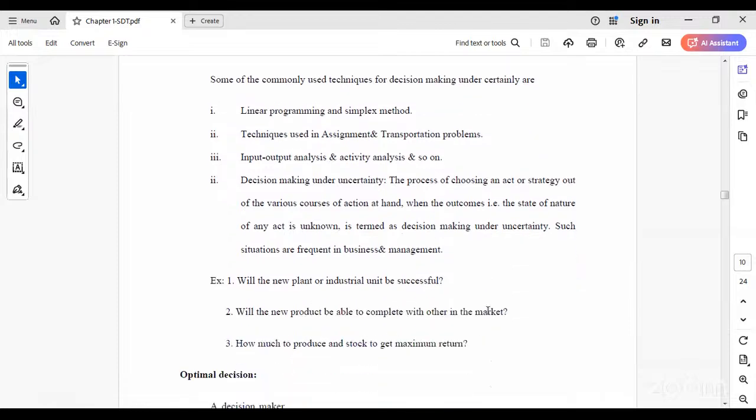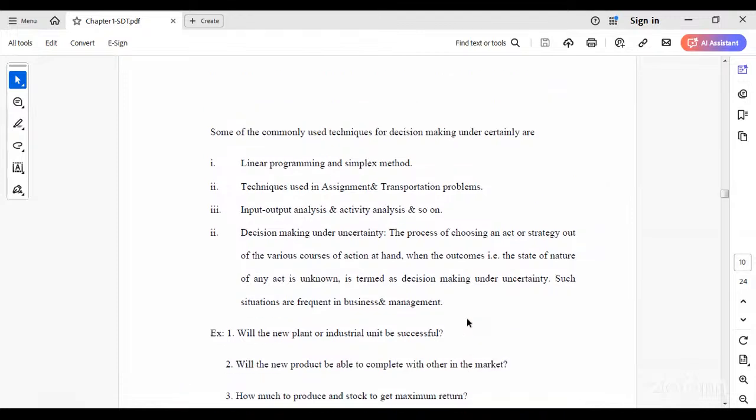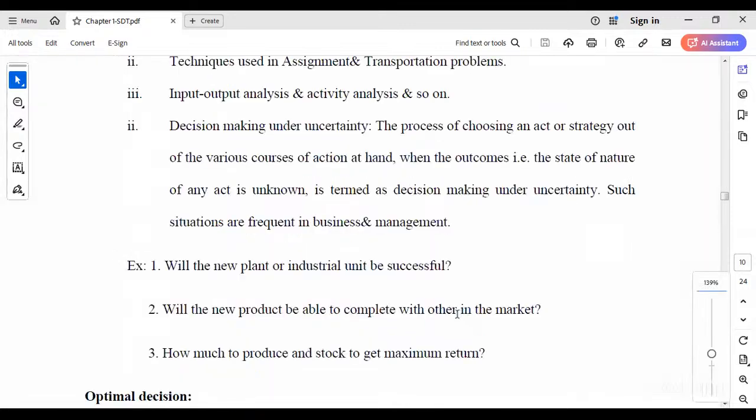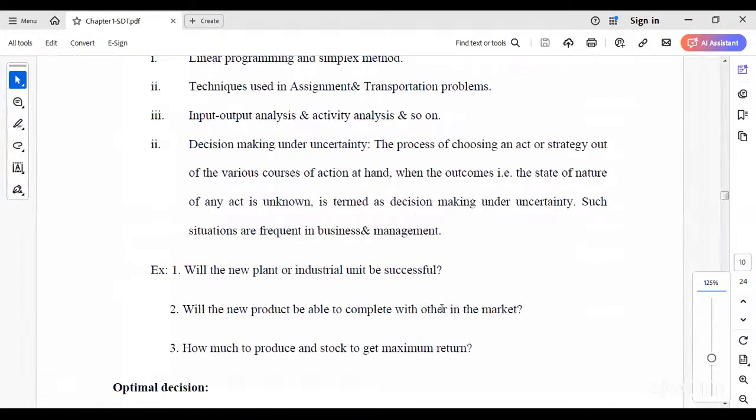So, for example, will the new plant or industrial unit be successful? See, this is also a question mark. Why? Because the new plant we are going to establish, either success or failure will take place. Because this is a new plant, the type of product we are producing, whether that product has demand in the market or not, we don't know. In this type of situation, there is uncertainty.